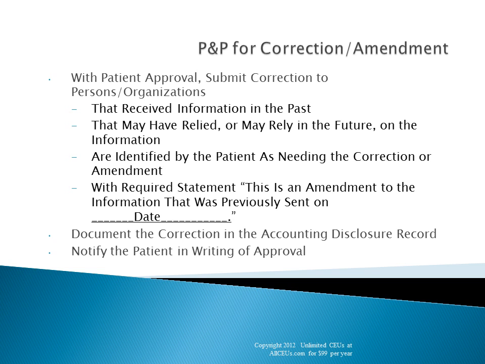With patient approval, submit the correction to the persons or organizations that received information in the past, that may have relied or may rely in the future on the information, that are identified by the patient as needing the correction or amendment, with the required statement: this is an amendment to the information that was previously sent on, and then fill in the date. Document the correction in the accounting disclosure record and notify the patient in writing of the approval.